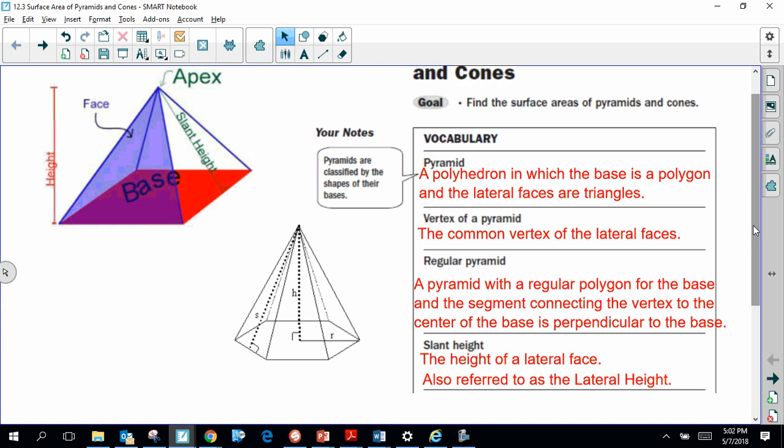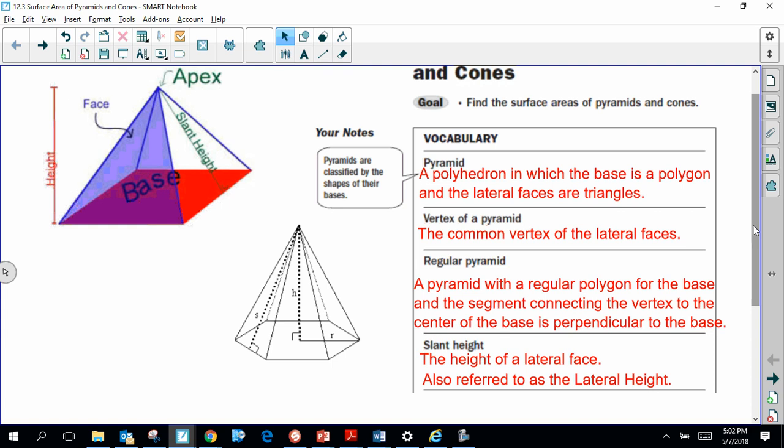The lateral faces are always going to be triangles of some kind. So we have the base and we have the triangular lateral faces. The vertex of the pyramid is where the lateral faces come together.